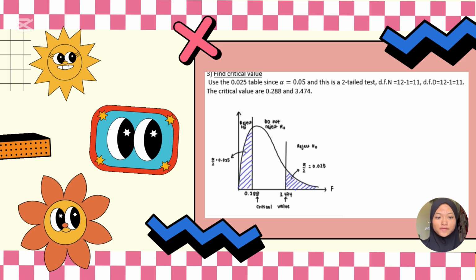Then the third step is to find the critical value. We use the 0.025 table since alpha is 0.05, and this is a two-tailed test because the H alternative is different. We can find the degree of freedom numerator and denominator by using the formula n-1. As we can see, the number of samples for Android and iPhone is the same, which is 12. So the degrees of freedom are both 11. As it is a two-tailed test, it has two critical values: 0.288 from 1 minus alpha over 2 in the table, and 3.474 from alpha over 2 in the table. And we sketch the F distribution graph, where the white region is do not reject H null, while the others are reject H null.